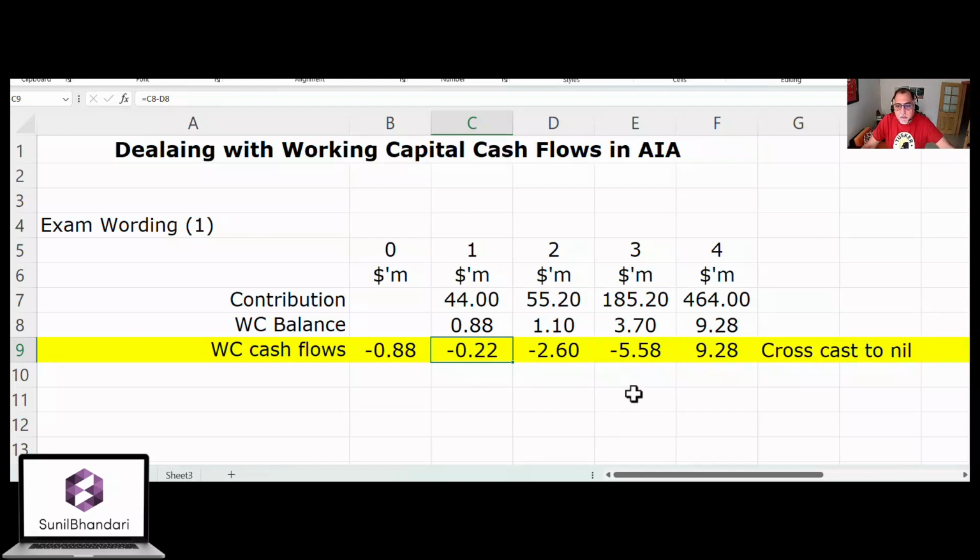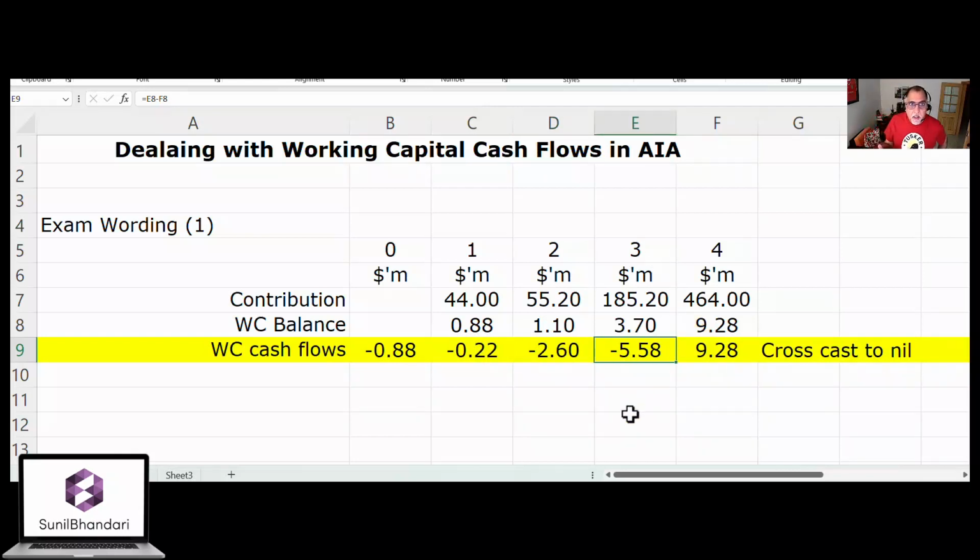How much do I need the following year? 3.7. So again, just take the differential and top it up. And you can see that same approach, the following period, that value will still be there, 3.7. We need 9.28 for the final year. At the start of year three, top it up with 5.58.